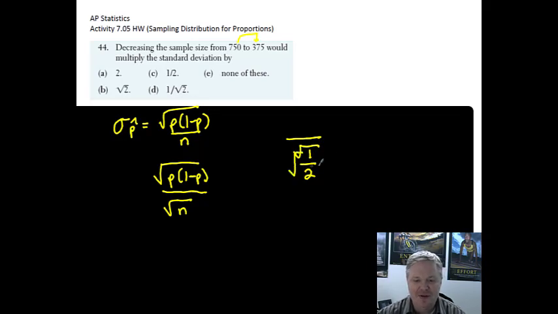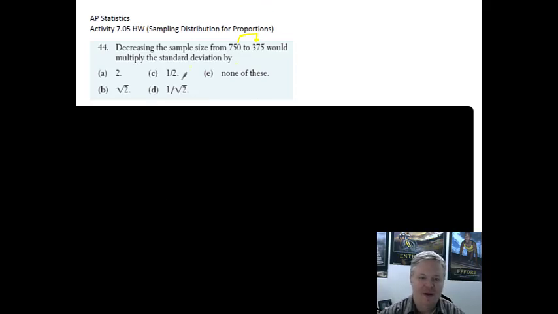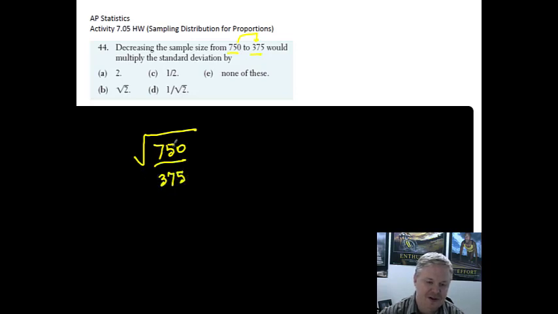Well, we know when we rationalize the denominator, that just becomes the square root of 2 over 1. So what did we do? We increased our denominator to the square root of 2. Another way to look at that is to take the two values, 750 and 375. If I did 750 divided by 375, that means it is the square root of 2 bigger.